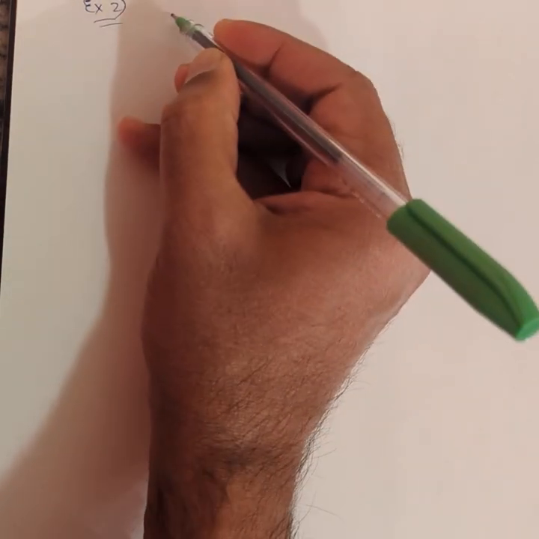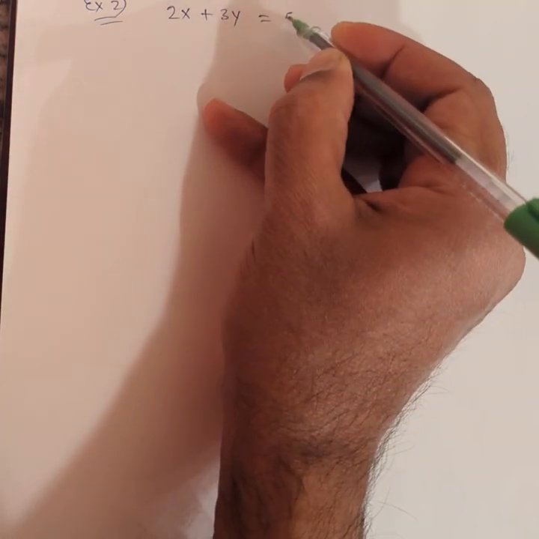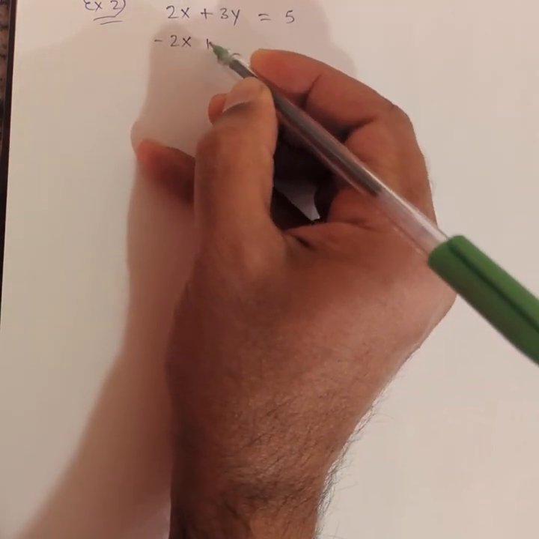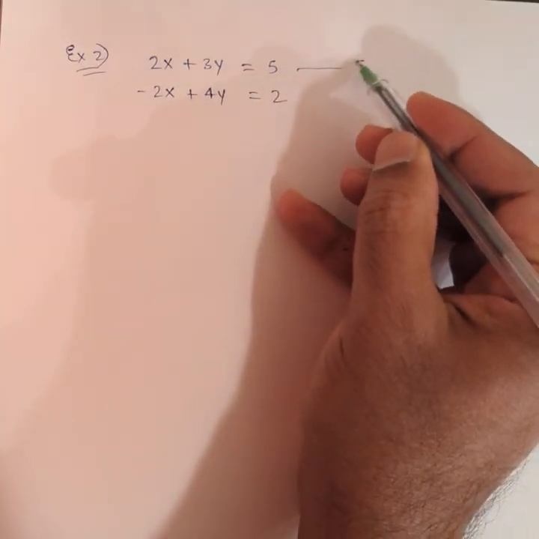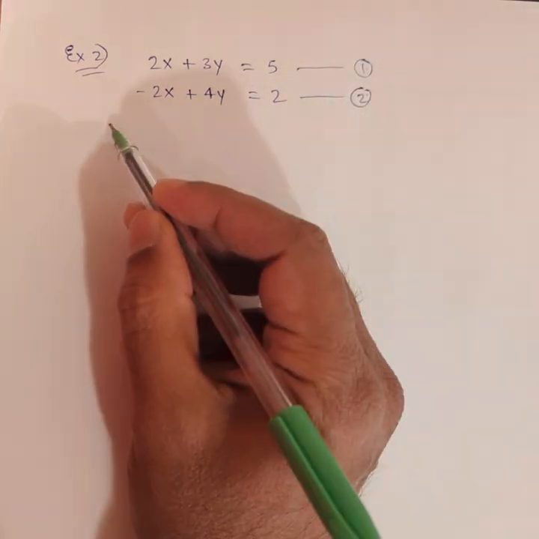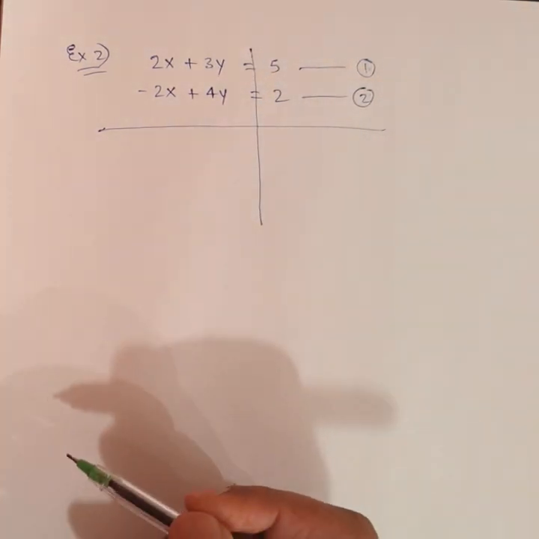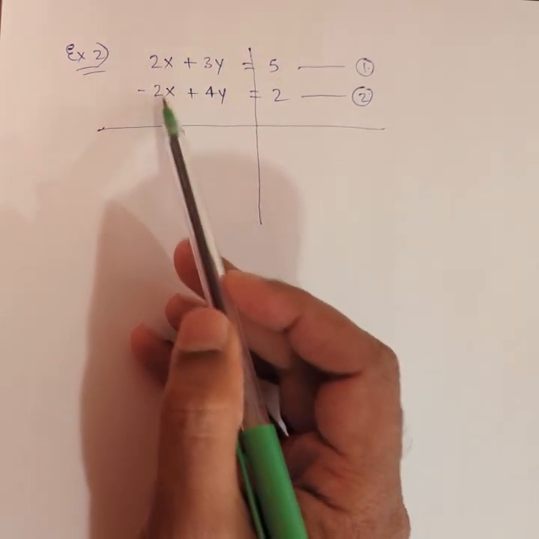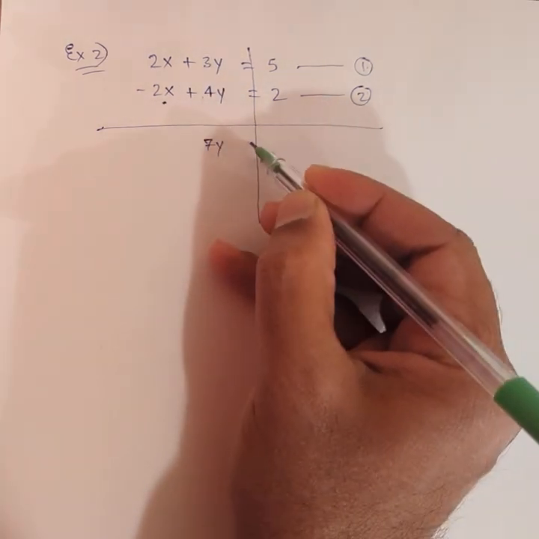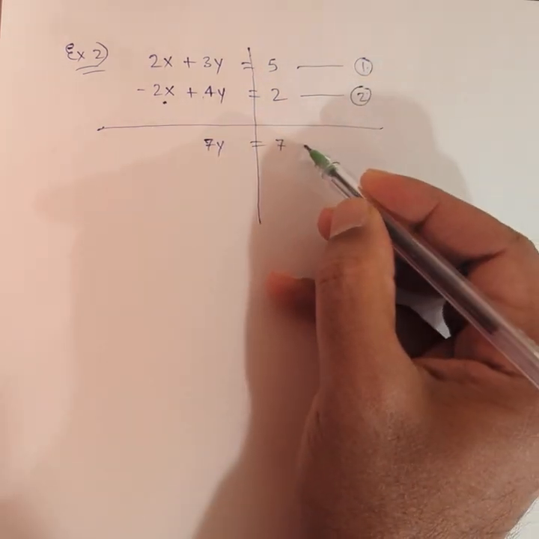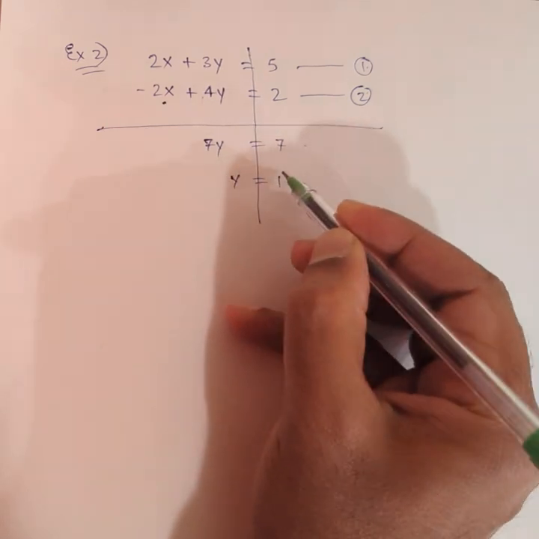Example 2. Now I'm going to say I have 2x plus 3y equal to 5 and negative 2x plus 4y equal to 2. Just like the previous problem, let's number those equations 1 and 2, and again draw a line through those equal signs. If you add 2x and negative 2x, they cancel each other out, but 3y plus 4y is 7y, equal to 5 plus 2, which is 7. So I divide both sides by 7 and I get y equals 1.